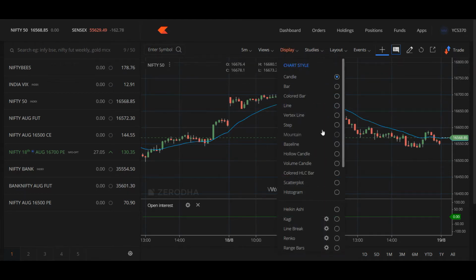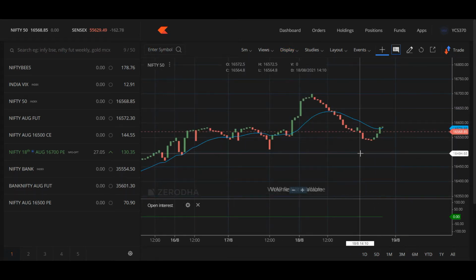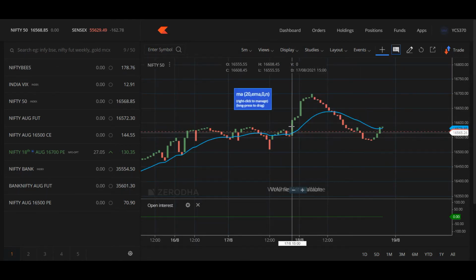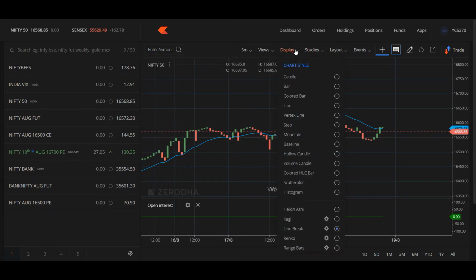But if you use line break, look at how it is showing you the trend. It is showing you the perfect trend: it was a positive trend till here, and then we have a negative trend. It can also tell you what the resistance and support levels are, just the way we had used it on range bars.